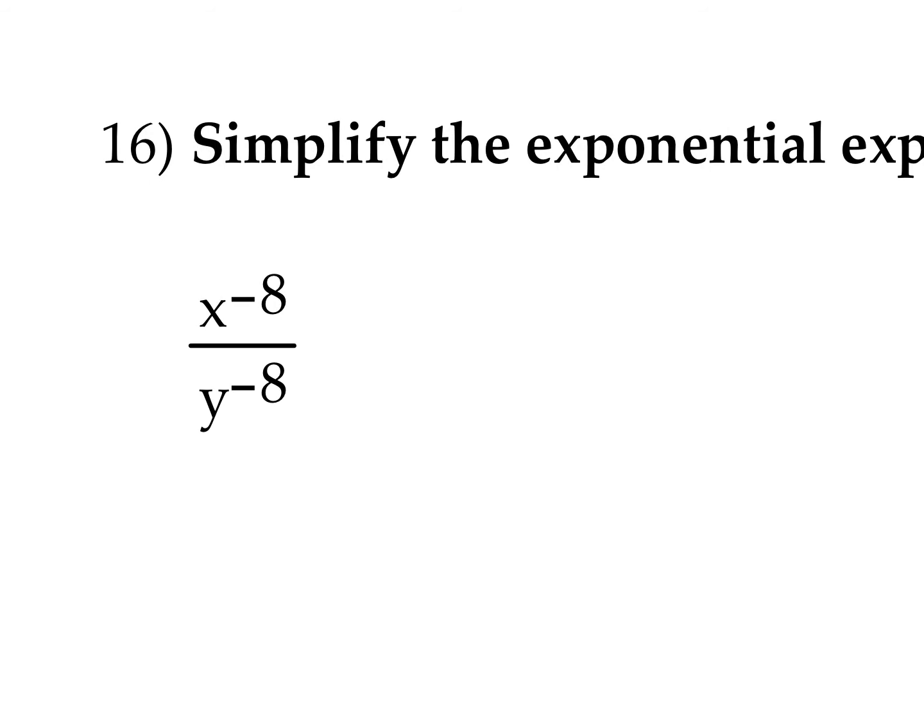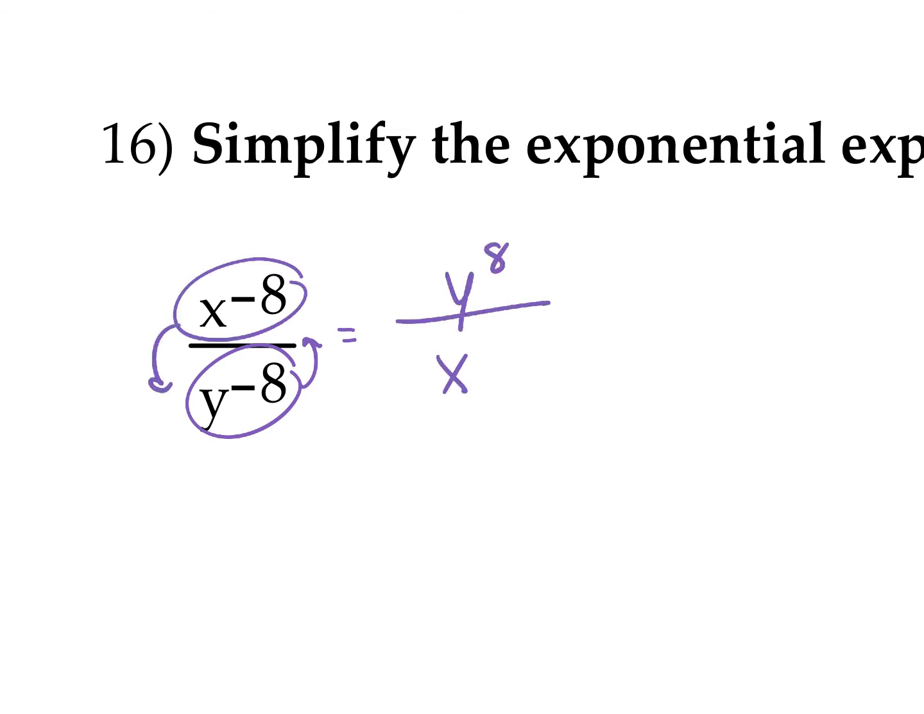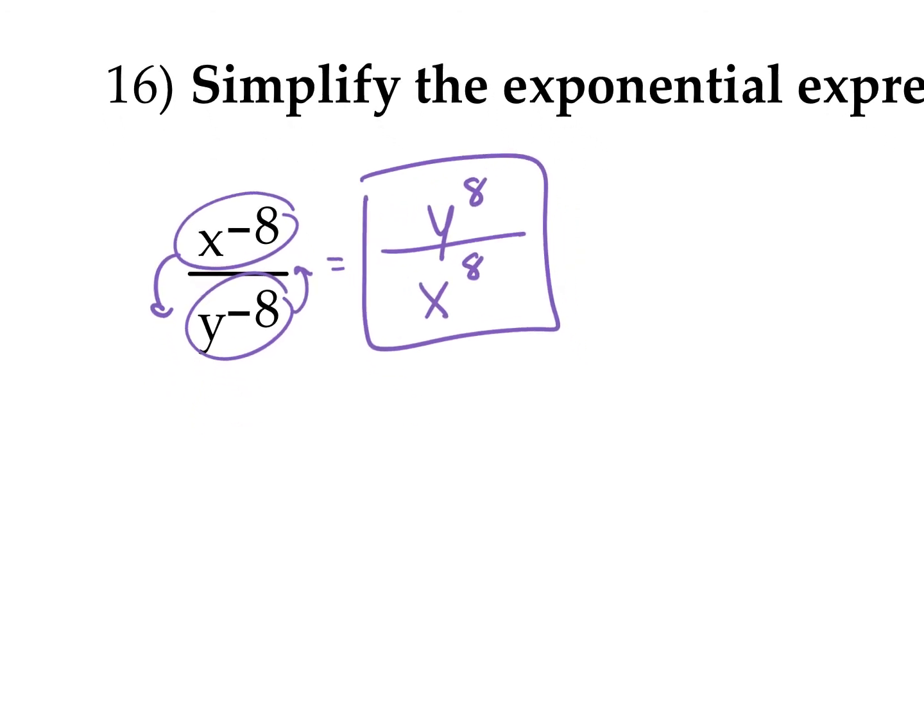All right, 16. What do I need to do here? We could flip them. So y goes on top, x goes on the bottom. So this would be y to the 8th power over x to the 8th power. Can I simplify this anymore? Nope. Since one's an x and one's y, you can't combine them anymore.